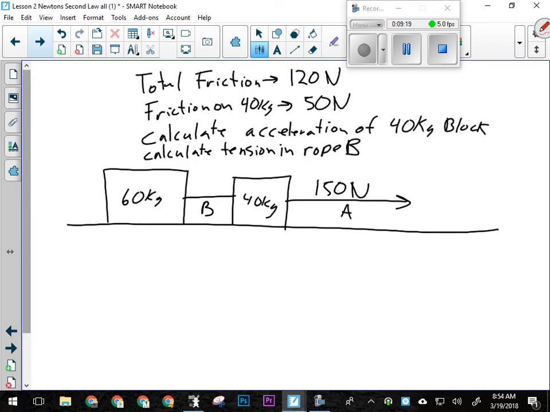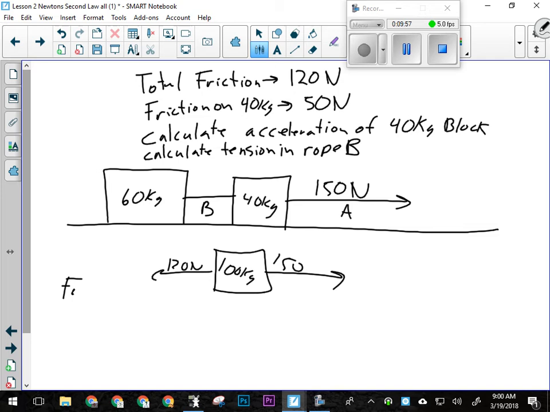This one's a little tougher. Here's what we have to realize. The acceleration of the 40 kilogram block is the same as the entire system. Okay? The force pulling the system forwards is 150 newtons. The force pulling the system backwards is 120 newtons. They told us the total friction. So I can simplify this diagram right off the bat to say there's 100 kilograms being pulled this way by 150 newtons and this way by 120 newtons. Okay, that's all there is to it in terms of calculating the acceleration of any one of the blocks or both of the blocks.